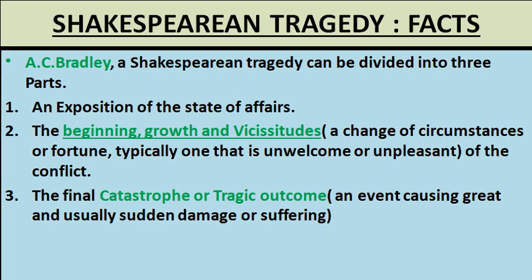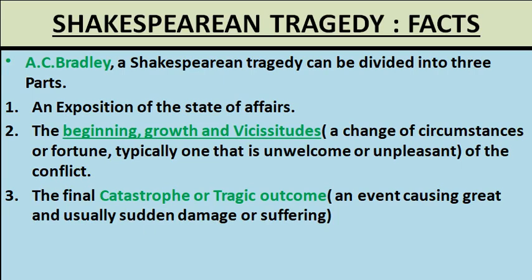So the first part is this, and the second one is the beginning, growth and vicissitudes, right? Important one: the beginning, growth and vicissitudes of the conflict. A.C. Bradley said that Shakespearean tragedy revolves around the beginning of that Elizabethan era, the growth of the Elizabethan era, as well as the vicissitudes of the Elizabethan era. The meaning of the term vicissitudes, as you can see on your screen, is a change of circumstances or fortune, typically one that is unwelcome or unpleasant, right?